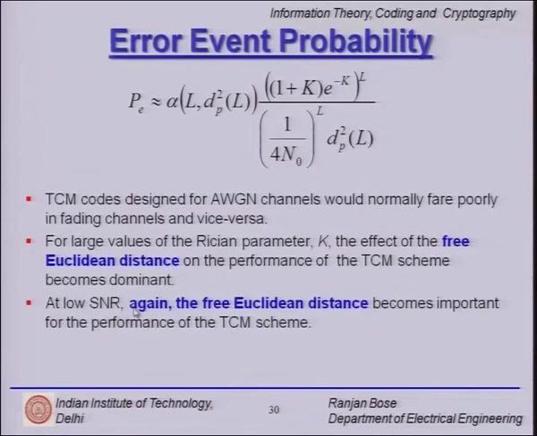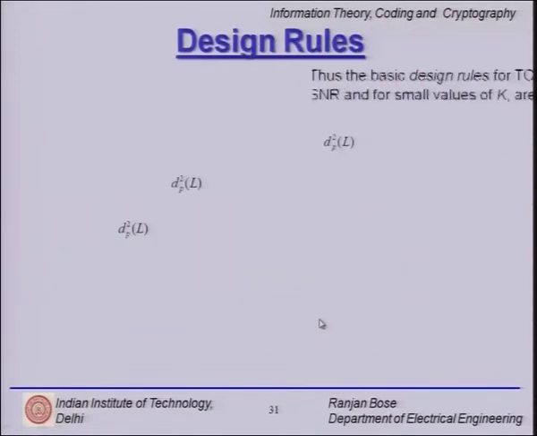Now, at low SNR, things again change, because at low SNR this component will start playing a role. Even though the value of k is not large, the SNR starts playing this role. So, again the free Euclidean distance becomes important for TCM design.